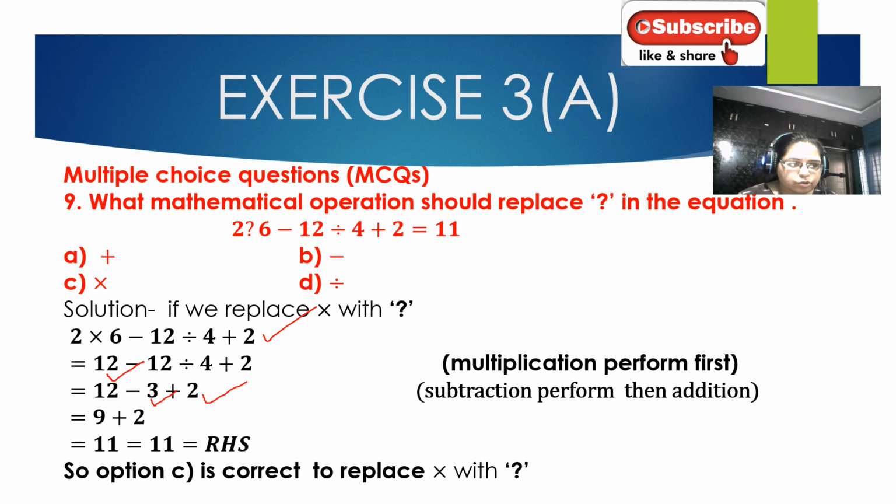12 minus 3 plus 2. Addition and subtraction have equal priority, so they are performed from left to right. So 12 minus 3 is 9. 9 plus 2 is 11, which is equal to the right hand side. So option C is the correct operation, that is the multiplication. We replace the multiplication symbol in this expression with a question mark.